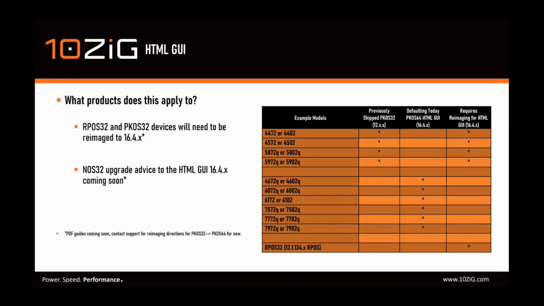If you're on RPOS 32 or PCOS 32, then we're going to re-image the device. If you have questions about that, just call support, and we'll be able to help you out and get you the USB tool and the compressed image to be able to move your device over. You can take a look at that graph there. I've listed some models and which ones are going to require the reimage and which ones you'll be able to just update later. More information on that coming later with the PDF guide.